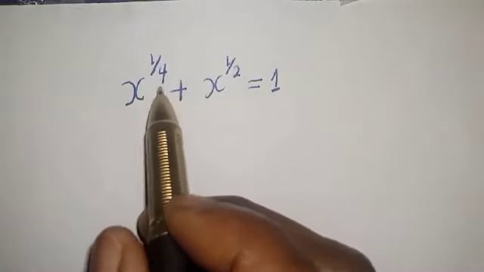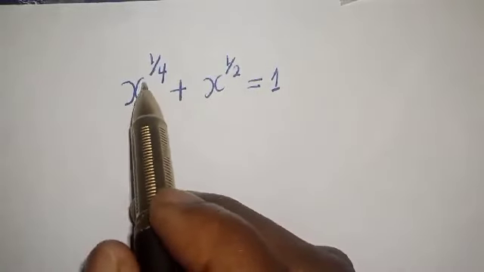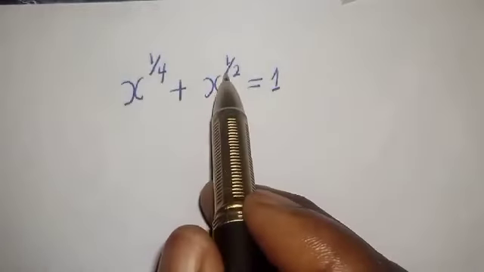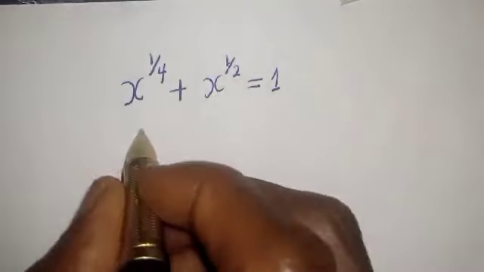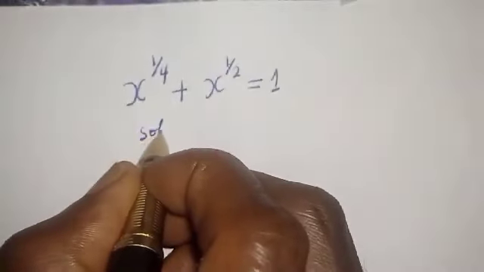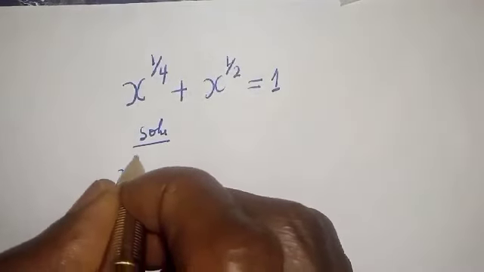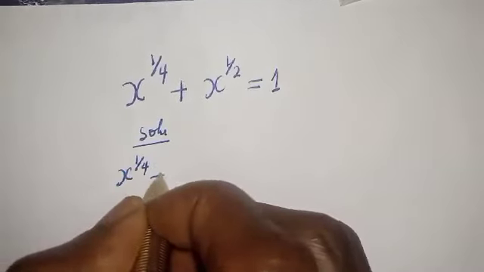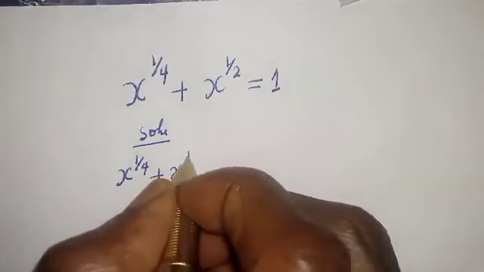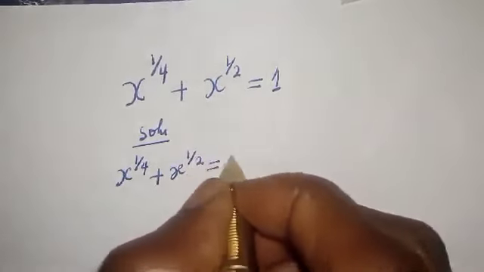Hello, how to solve for x from this given equation? x raised to power 1/4 plus x raised to power 1/2 is equal to 1. Solution. x raised to power 1/4 plus x raised to power 1/2 is equal to 1.